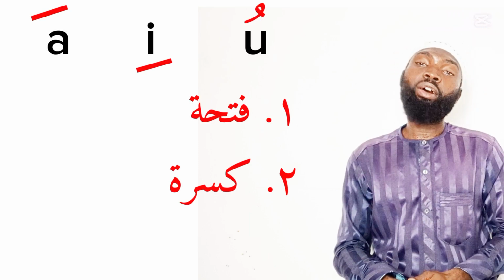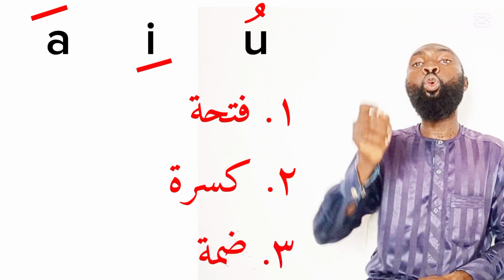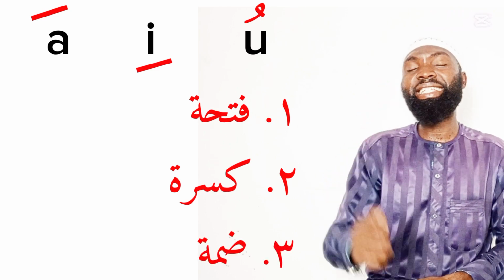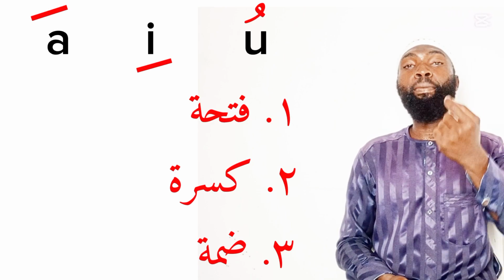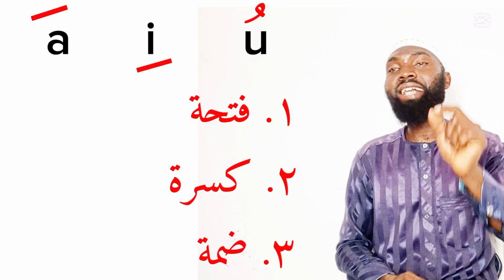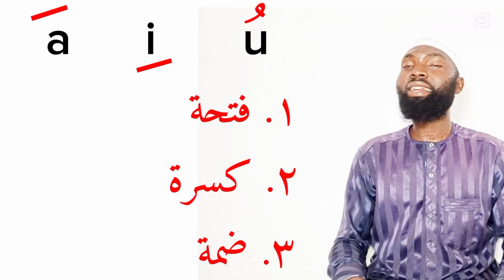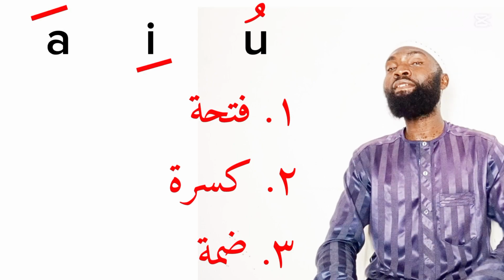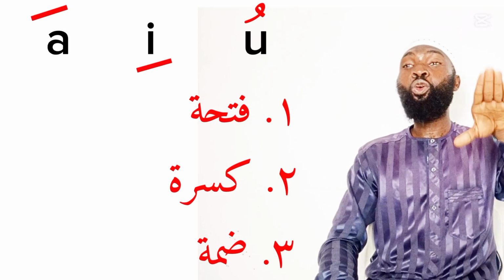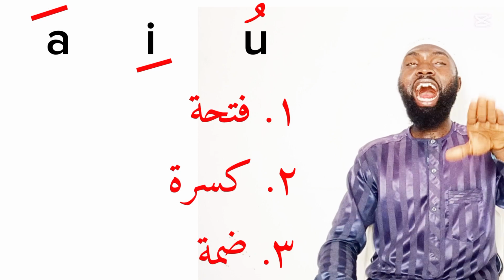The third vowel we have is the one that looks like a small wa letter. This is also usually placed above the letters of the Arabic language. However, this has a sign of U. So this is to say that in the Arabic language, the vowels we have are A, I, U. Again, A, I, U.